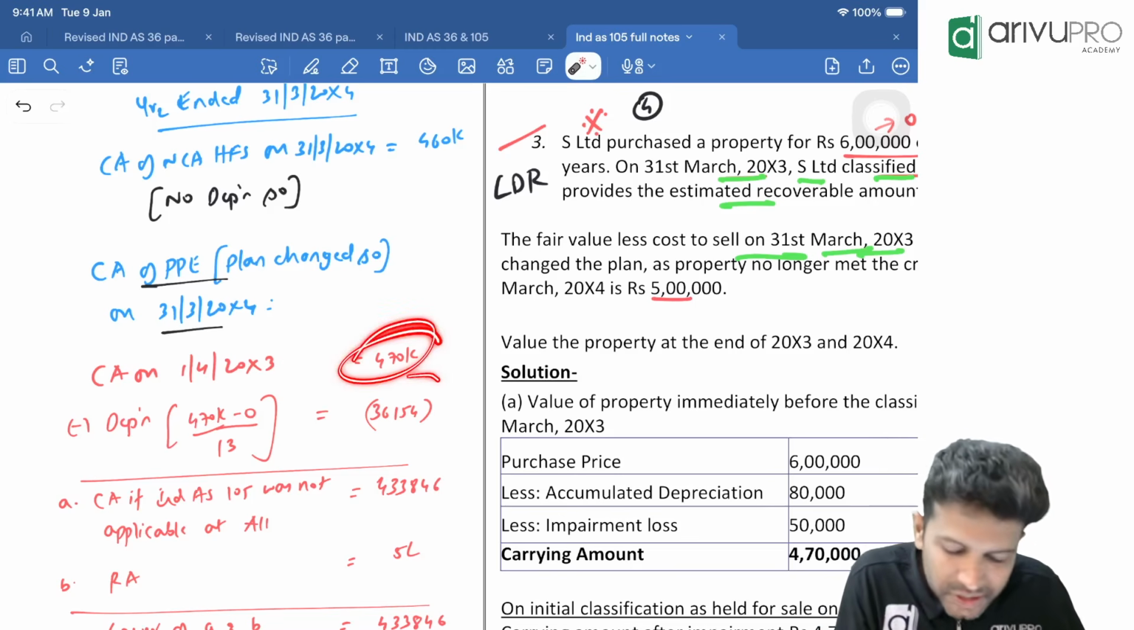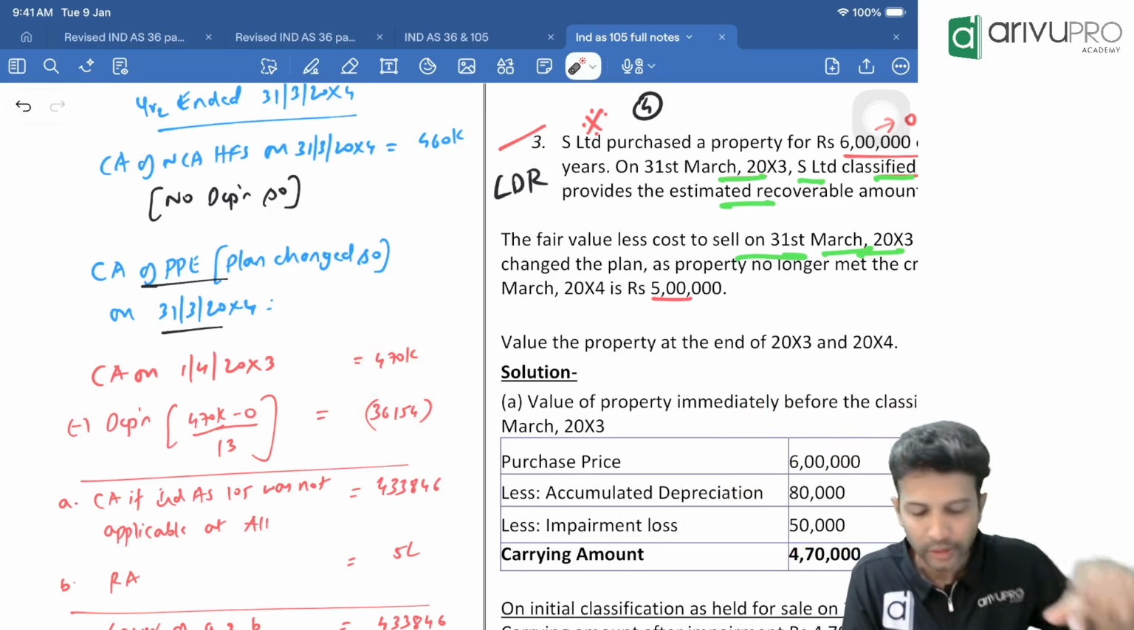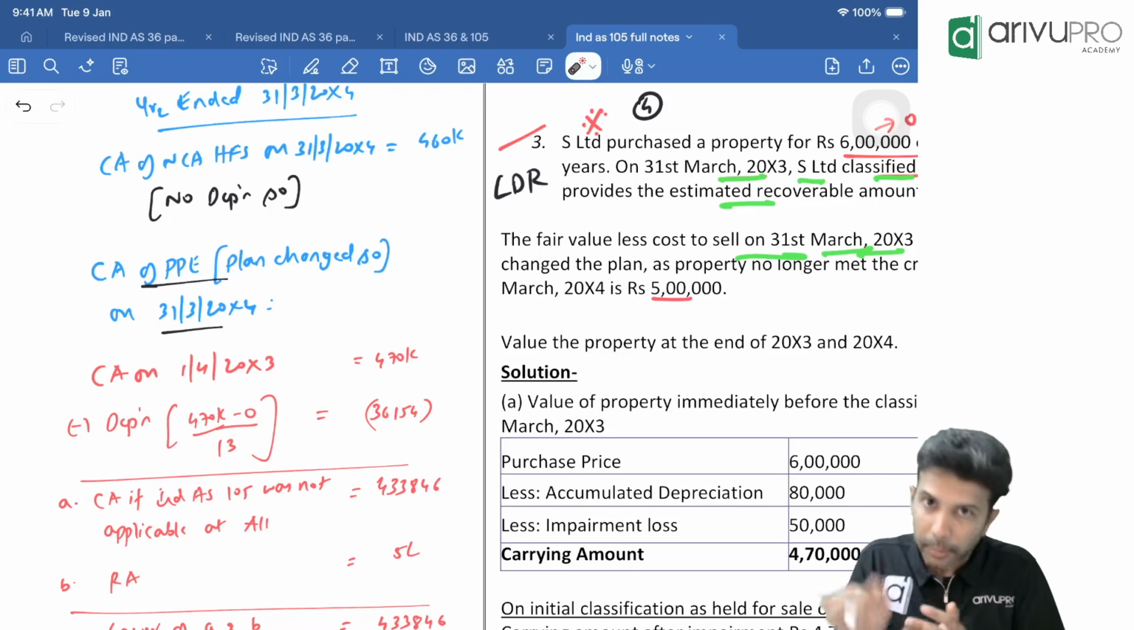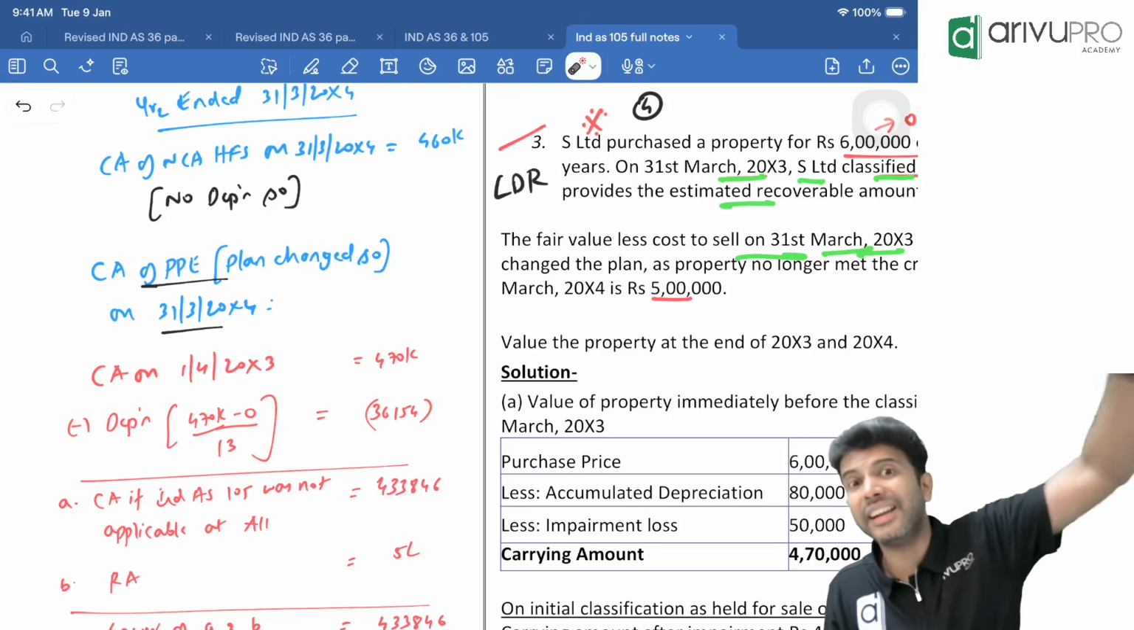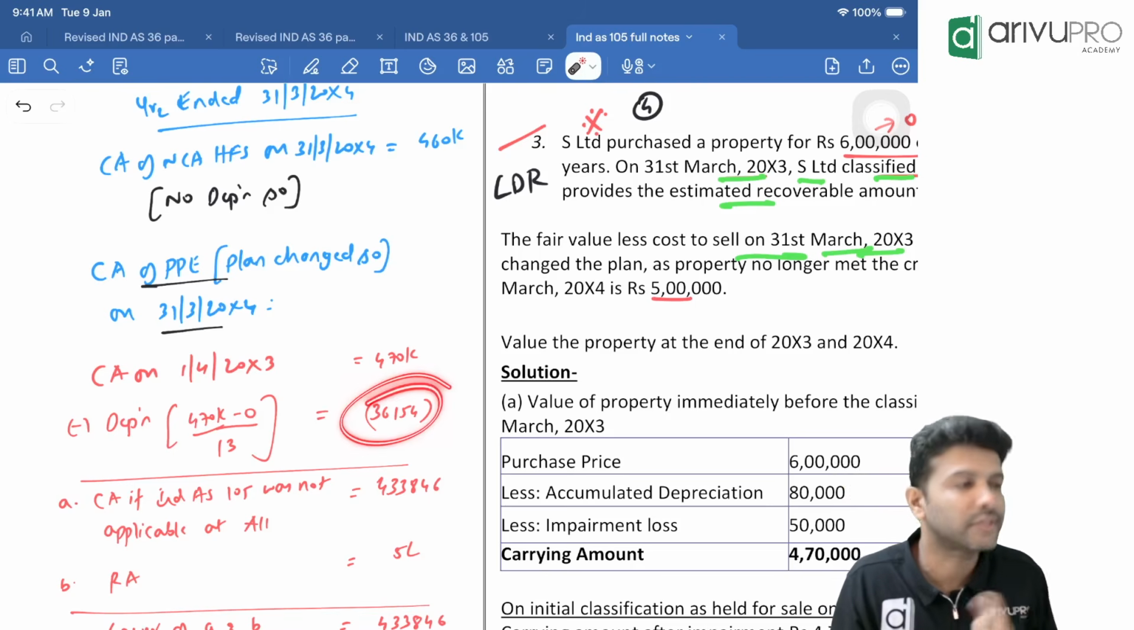That means you have to depreciate the asset for 1 more year. Last year you depreciated for 1 year. Correct? Now this year also you need to depreciate, because we are trying to find, if Ind AS 105 is not applicable, what would be the carrying amount? So depreciate the asset for 1 year.